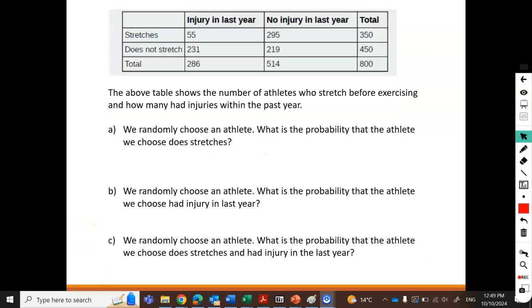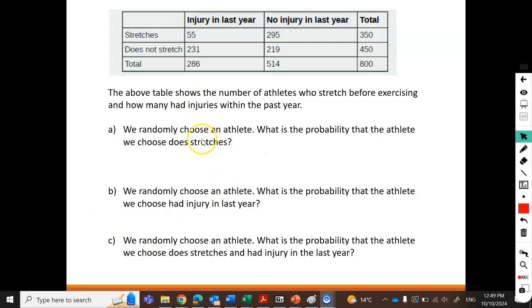Now we can consider another problem where the table shows the number of athletes who stretch before exercising and how many had injuries within the past year. So you can see the number of injuries and no injuries written for last year, and the number of athletes who do stretches and who do not do stretches. So that also is written. The total is 800 athletes. So we have to find the following probabilities.